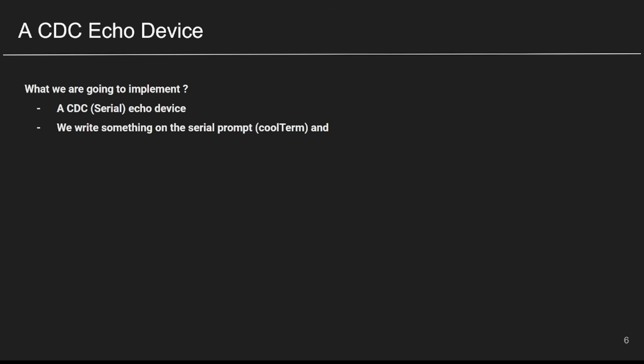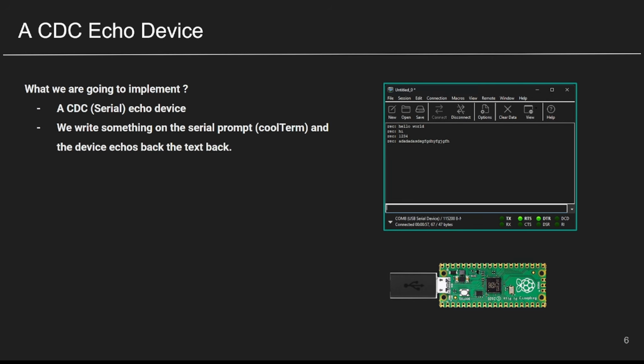We are going to create a CDC or a serial echo device. What that means is we will be able to send some text from our computer to the Pico over a virtual serial port, and the Pico will echo that text right back to us.